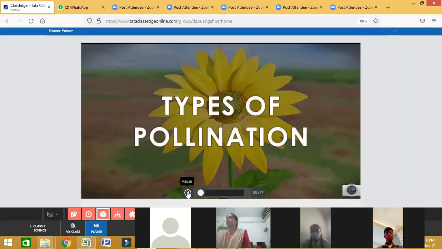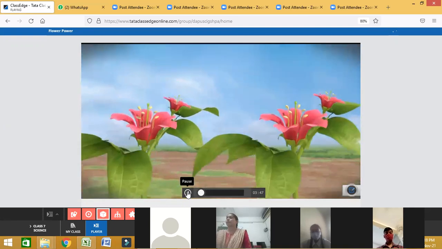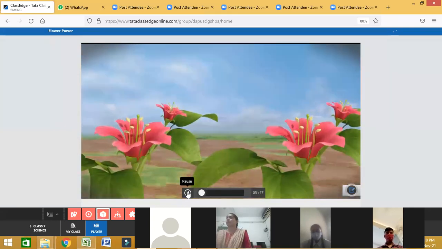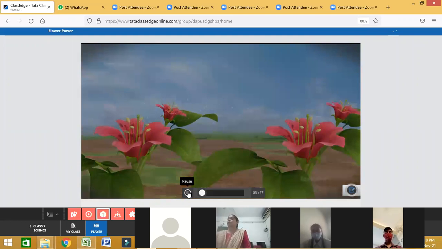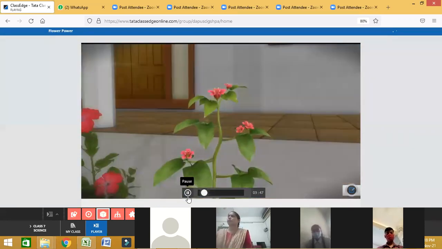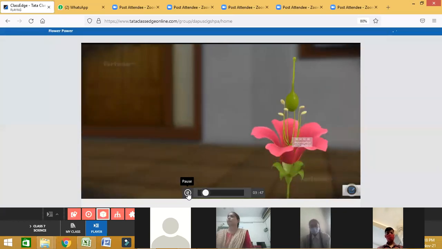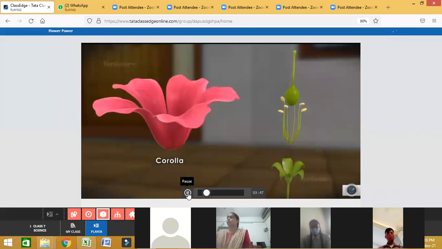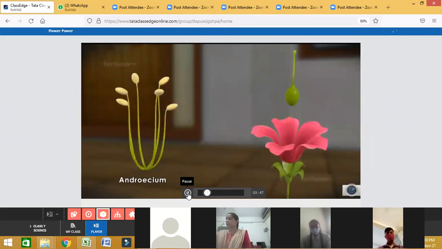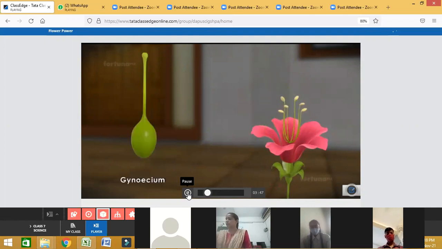Types of pollination. Pollination is the process during which the pollen grains are transferred from the anther to the stigma of flowers. Pollination is essential in the production of fruit and seed. To understand the process, let's first look at the reproductive parts of a flower. A flower is made up of 4 concentric whorls: the calyx, the corolla, the androecium, and the gynoecium.